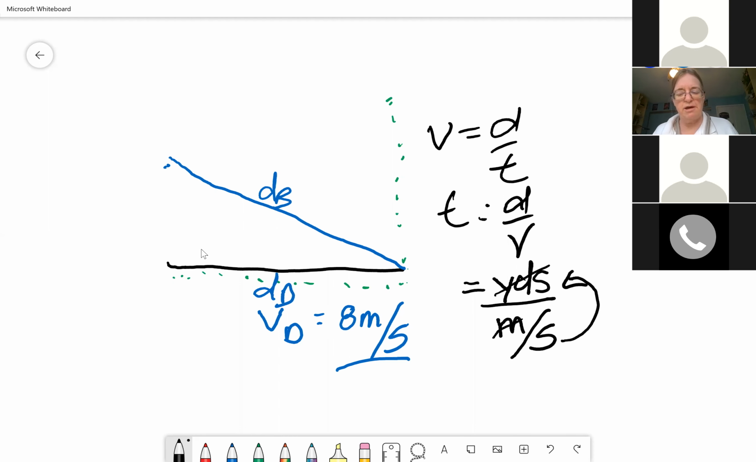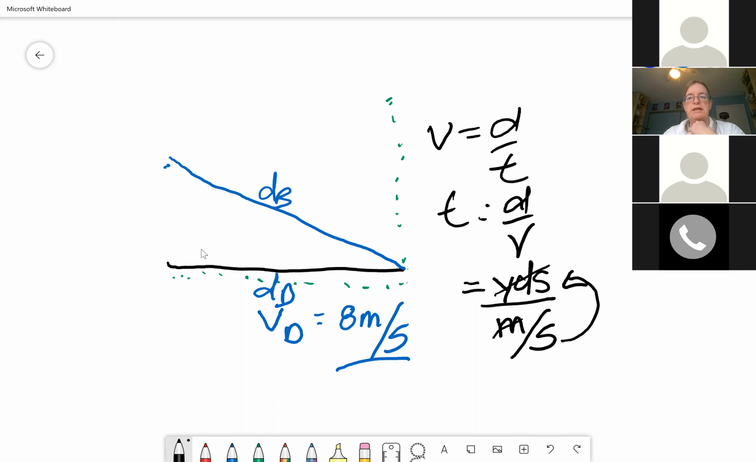That's just off the top of my head, because a meter is slightly bigger. 45.72. Okay. There you go. So again, you'll have slightly fewer meters than yards, because a yard is slightly bigger.